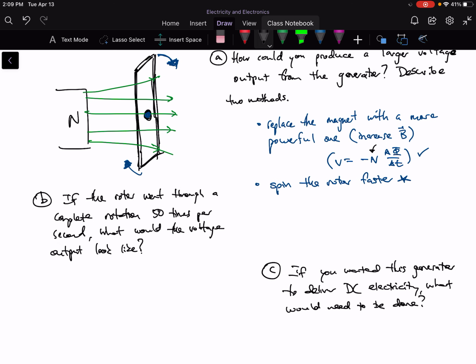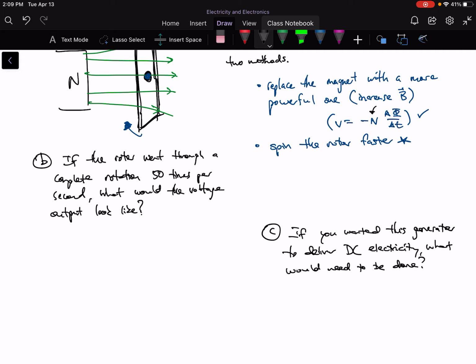So for B, if the rotor went through a complete rotation 50 times per second, what would the voltage output look like? The voltage output always looks like an AC wave, but here we're given the frequency of the wave. Remember that there's a correspondence between a complete rotation of the rotor and one complete cycle of the electricity that is produced. So what we would have in this case, let's do purple, something like that. Because there's one cycle of electricity per rotation, if it's happening 50 times per second, that's 50 cycles per second. So this one cycle takes 1/50th of a second.